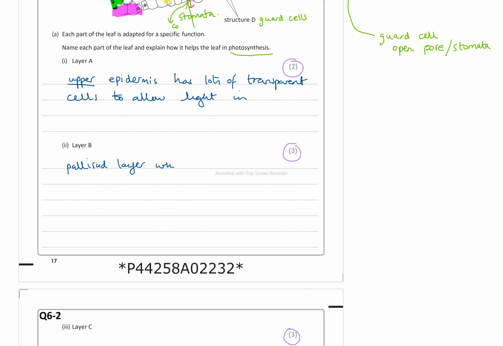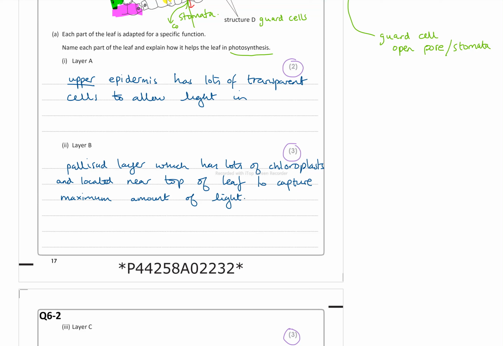Right, which is densely packed and has lots of chloroplasts, and is located near the top of the leaf to capture or to absorb the maximum amount of light.